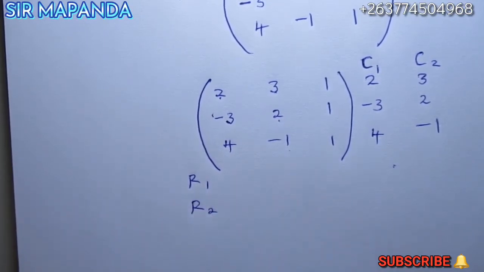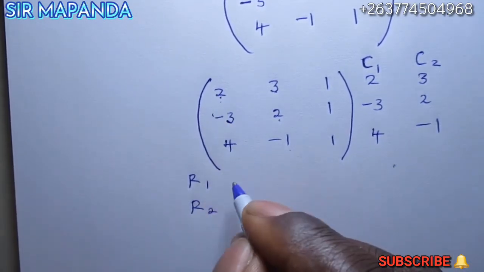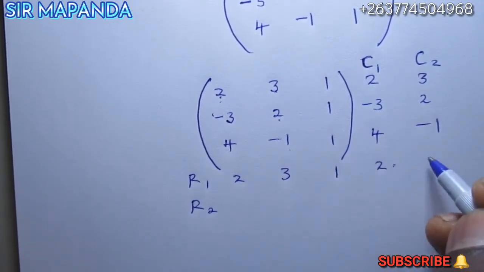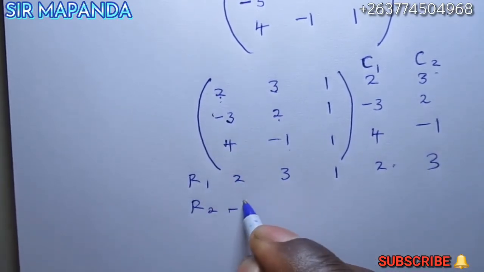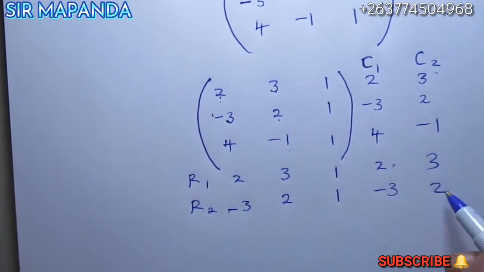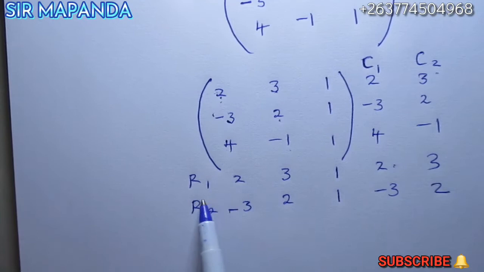So after adding the columns, you need to add the first 2 top rows from the top, including those columns. So the first row is 2, 3, 1, 2, 3. This is the first row, right? Then the second row is minus 3, 2, 1, minus 3, and 2. So I have just copied the first 2 top rows to represent R1 and R2 respectively. This is the first thing to do.